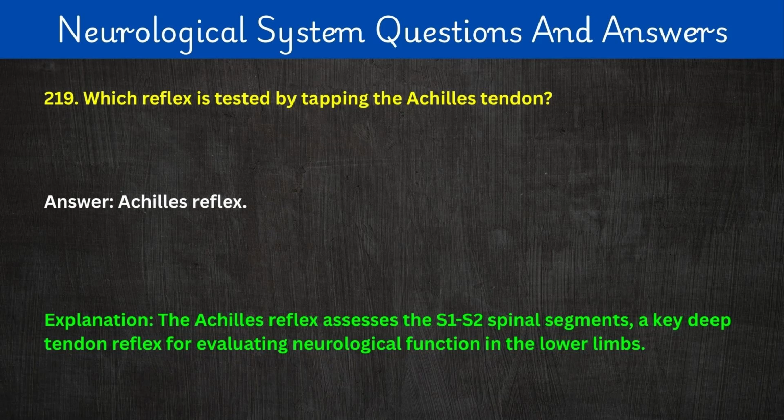219. Which reflex is tested by tapping the Achilles tendon? Answer: Achilles reflex. Explanation: the Achilles reflex assesses the S1, S2 spinal segments, a key deep tendon reflex for evaluating neurological function in the lower limbs.